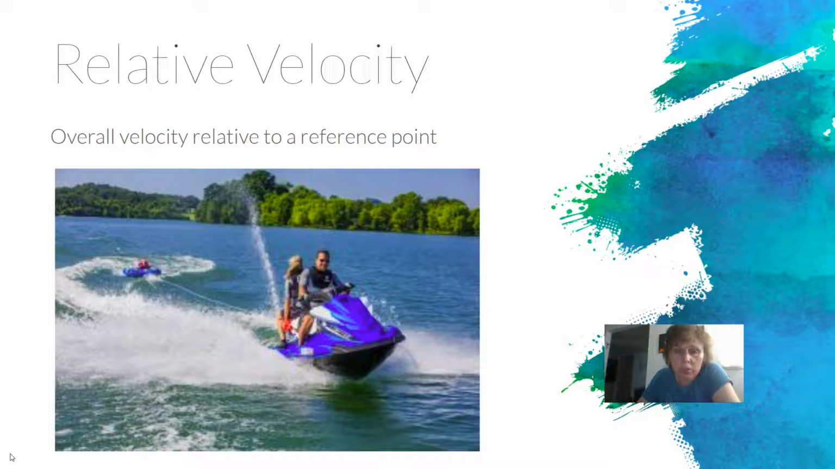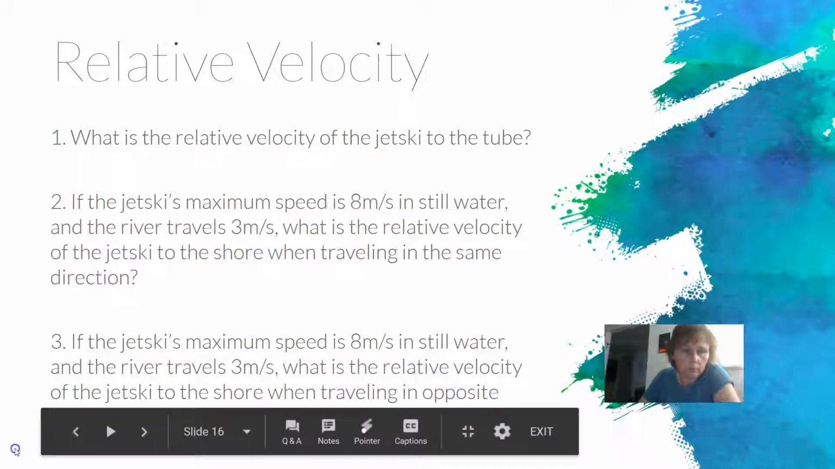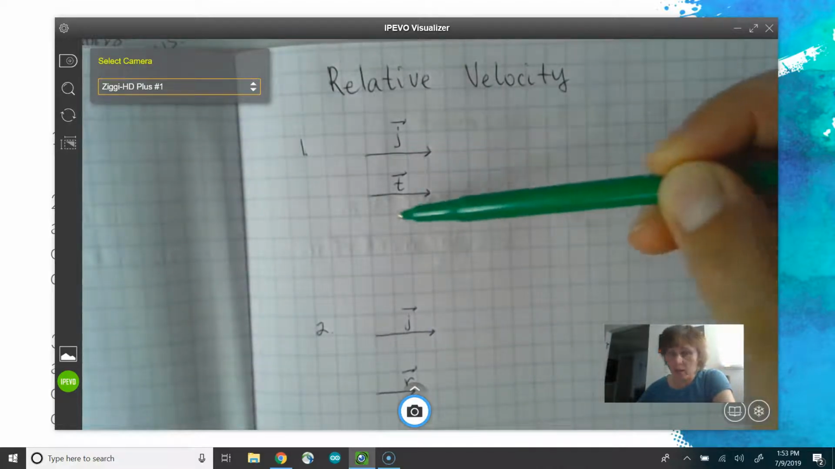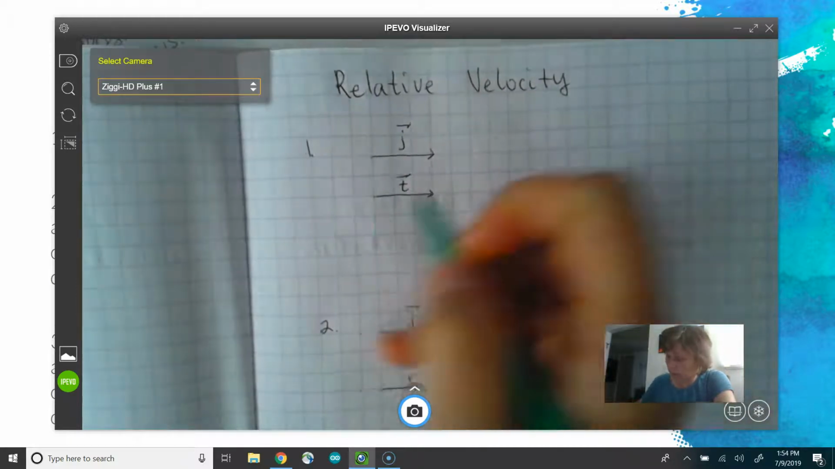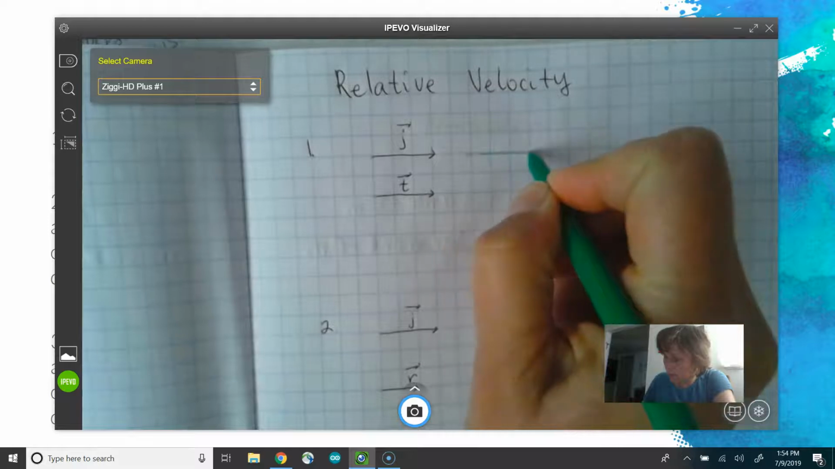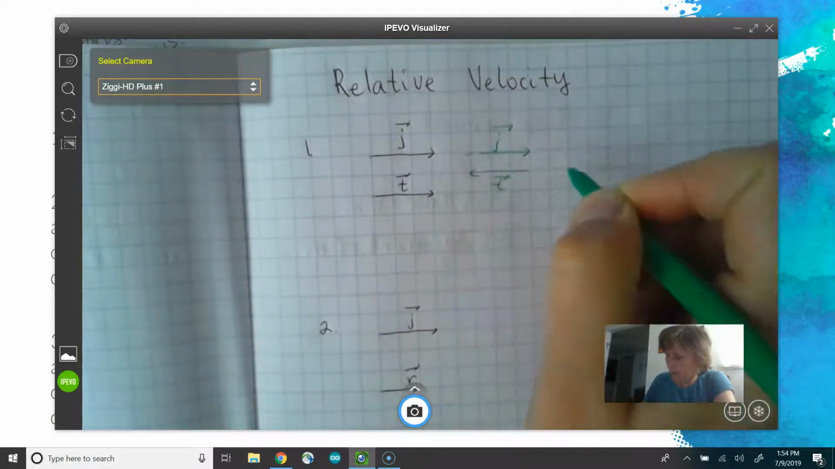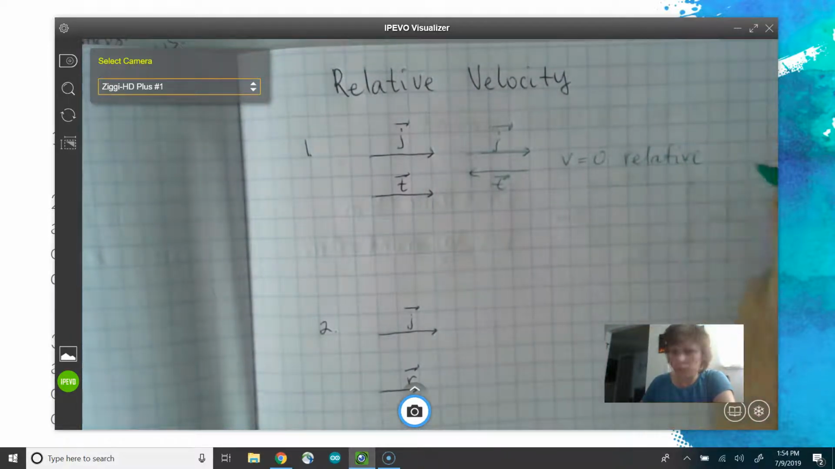So let's look at this picture. It's a jet ski and the tube that is behind the jet ski, the water tube. Let's look at this example. What's the relative velocity of the jet ski to the tube? The velocity of the jet ski is indicated with vector j, and the velocity of the tube with vector t. We have to add these head to tail, adding two vectors. We can see that vector j and vector t will add up, and the relative velocity will be equal to 0. So the tube is not moving relative to the jet ski.